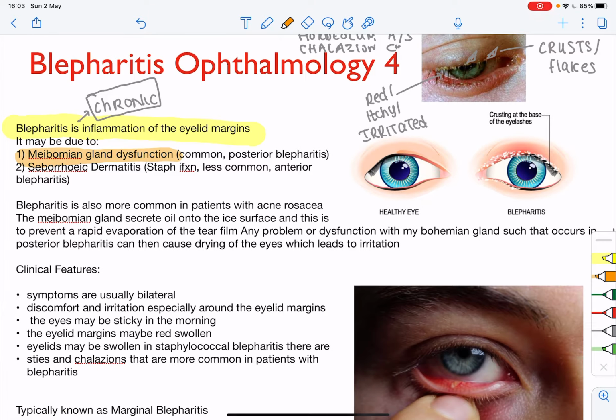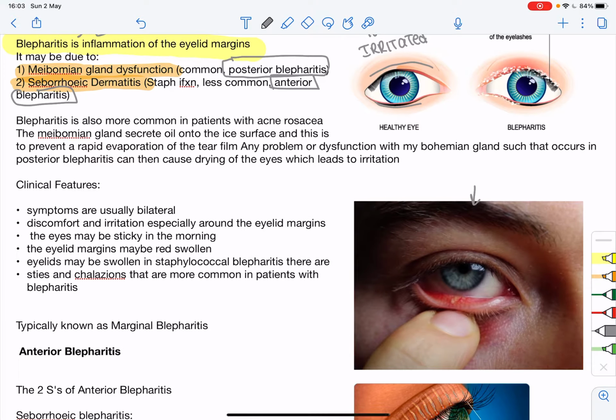So there can be two types. It can be due to meibomian gland dysfunction or seborrheic dermatitis. And the interesting thing is that meibomian gland dysfunction is more likely to cause posterior blepharitis, whereas the seborrheic type is more likely to cause anterior blepharitis. So anterior would be on this lid over here and posterior would be on the inside. This here is an example of posterior blepharitis, where you have to really retract the eyelid margin and see inside, and there you would see the blepharitis.